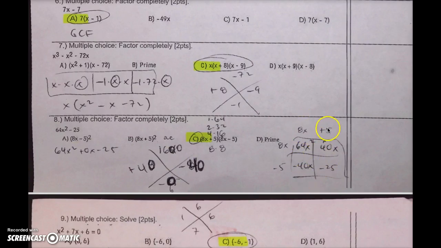That's an 8x. Here it's a 5. There it's an 8x, and here's a negative 5. And remember, when you multiply 8x times 8x gives you 64x squared. 8x times 5 gives you 40x. 8x times negative 5 is negative 40x, and negative 5 times positive 5 is negative 25.